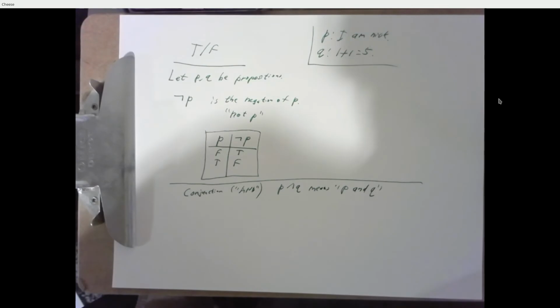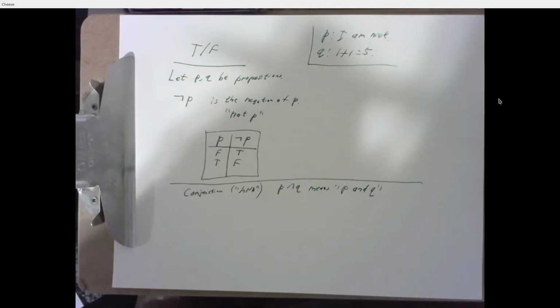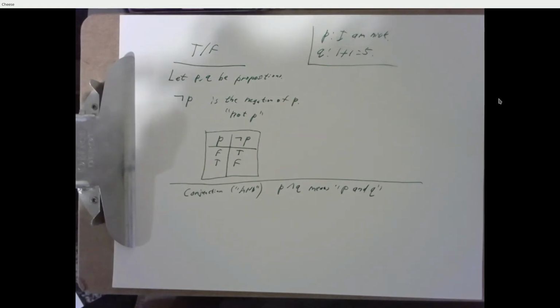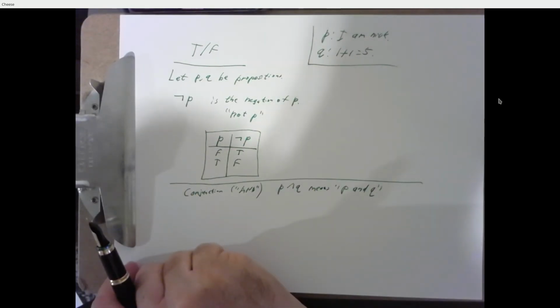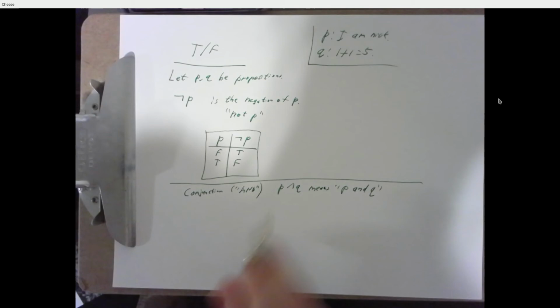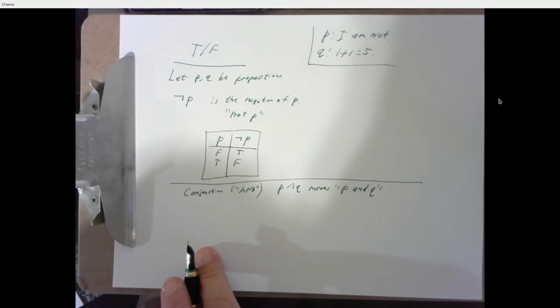Is that a proposition? We should question this. "I am Nick and 1 plus 1 equals 5." Is that a declarative statement? I would say yes. And does it have a truth value? Yes, it does. The truth value is false, because even though I am Nick, 1 plus 1 is not equal to 5. But nonetheless, P and Q, the conjunction of P and Q, is a proposition.